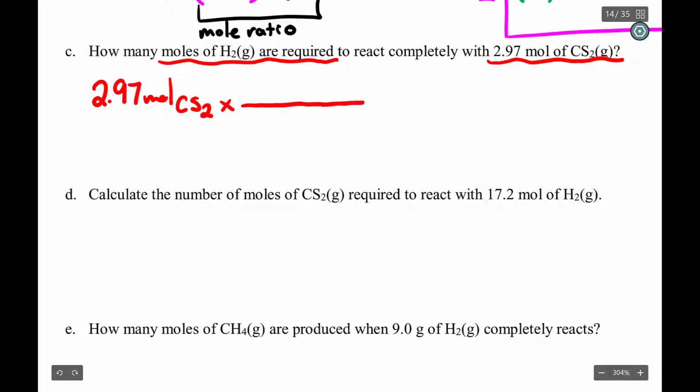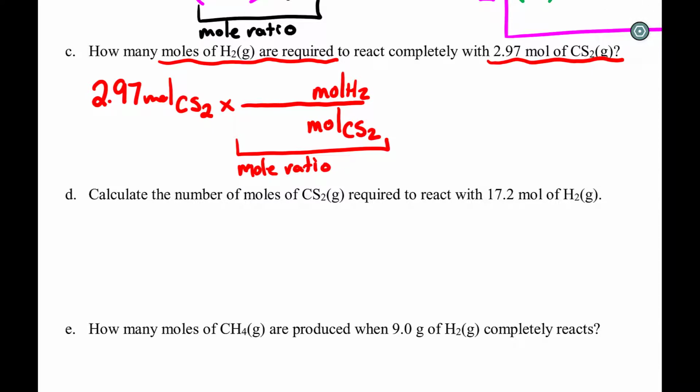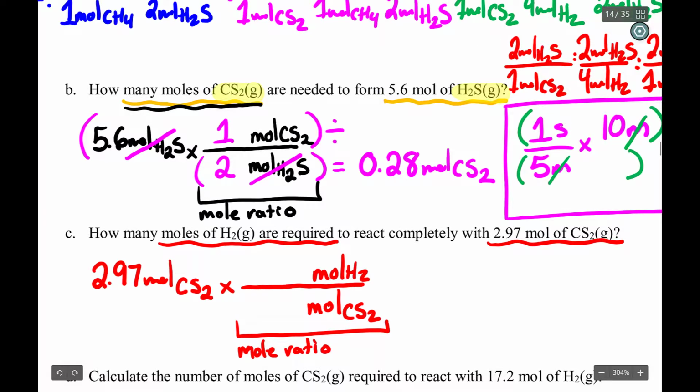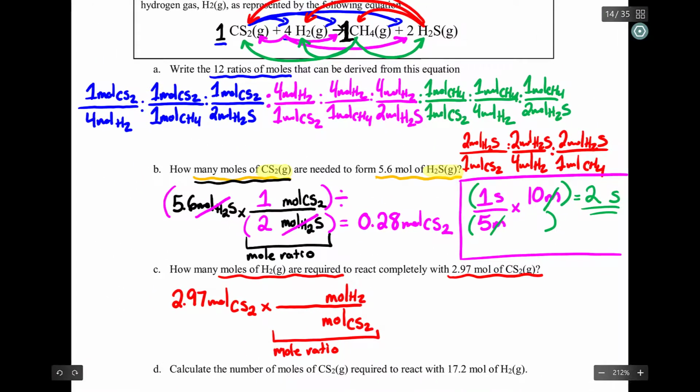Whatever unit I want needs to go on the top of the next fraction, which is moles of H2. That's my goal. Whatever unit I want to get rid of has to go on the bottom of the next fraction. So that would be moles of CS2. Because this is moles over moles, this is a mole ratio. And where I'm getting the numbers to go in these spots is just my balanced chemical reaction. So going back to my balanced chemical reaction, I have 2 moles of CS2 for every 4 moles of H2.